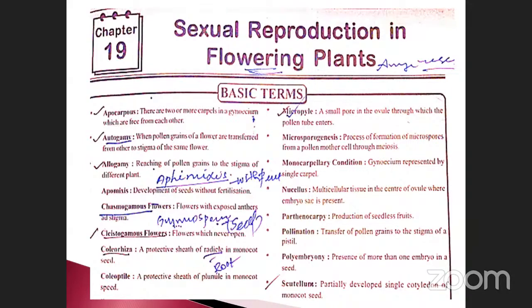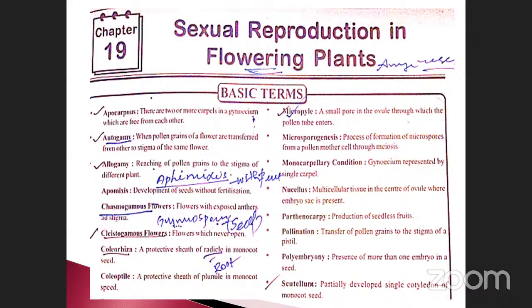And the nucellus is the multicellular tissue in the center of the ovule where the embryo sac is present. That is called nucellus. Very, very important thing. Sometimes they may ask the question: what is nucellus, where is nucellus present? It is present in the ovule, where the embryo sac is present. The embryo sac means you already know.